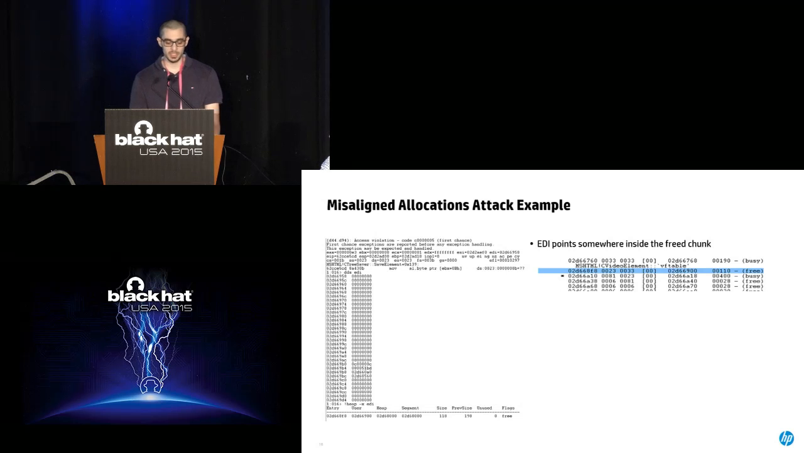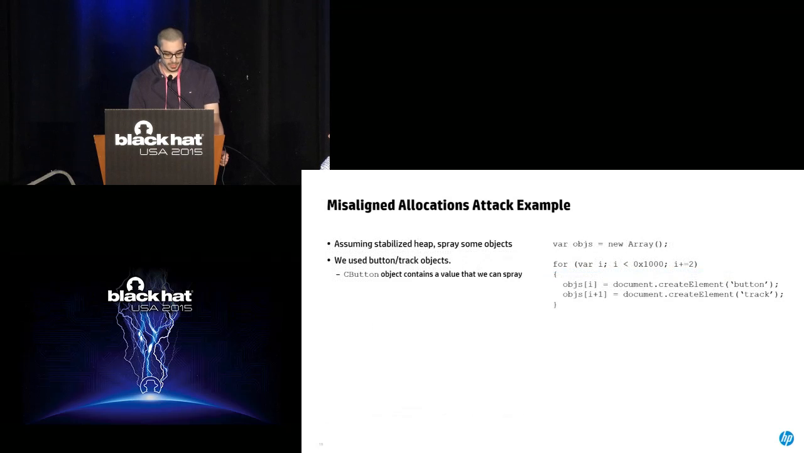This is the WinDbg dump that shows that EDI points to the middle of a free chunk. The free chunk is always of 110 hex size. So assuming we were able to stabilize the heap in a way to produce the same free chunk over and over, then we have to spray this big free chunk with random objects.